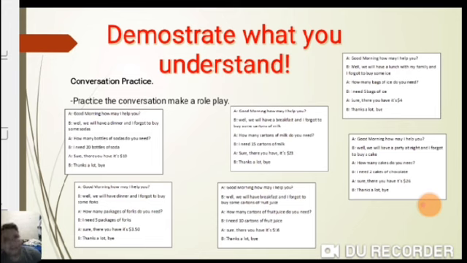Well, the materials that we will be using in this class are posters, flashcards, worksheets, and also names of the food on colored papers, etc.